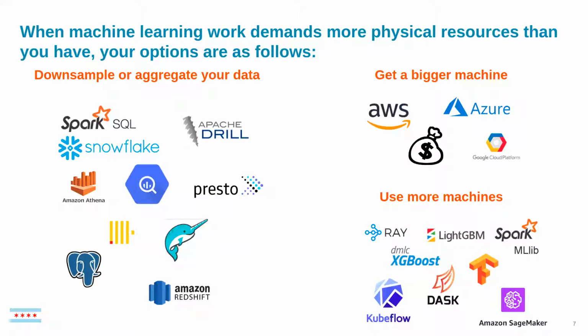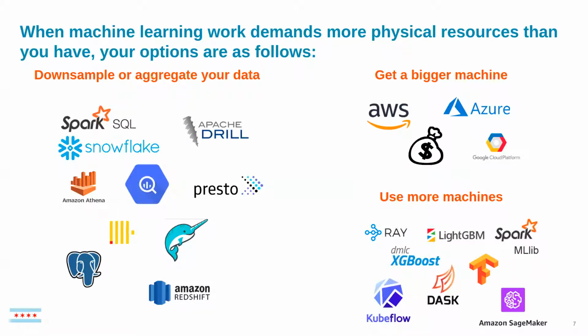Those are data warehouses like BigQuery, Snowflake, Amazon Redshift. Those are databases like Postgres, MongoDB, Elasticsearch. Those are query over file engines like Presto, Drill, Athena, Spark SQL, things like that. These things will all let you store more data than you can fit on your laptop, write a query or write a job, and have that prepare a smaller version for you. Maybe that version is aggregated, maybe it's randomly sampled, something like that.